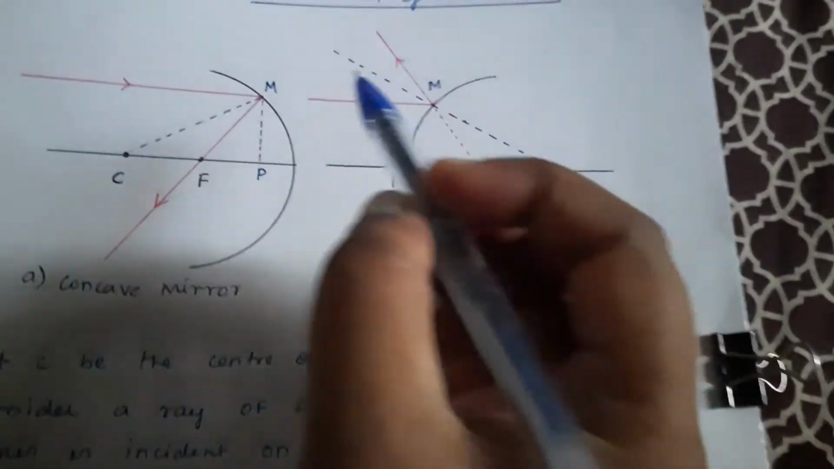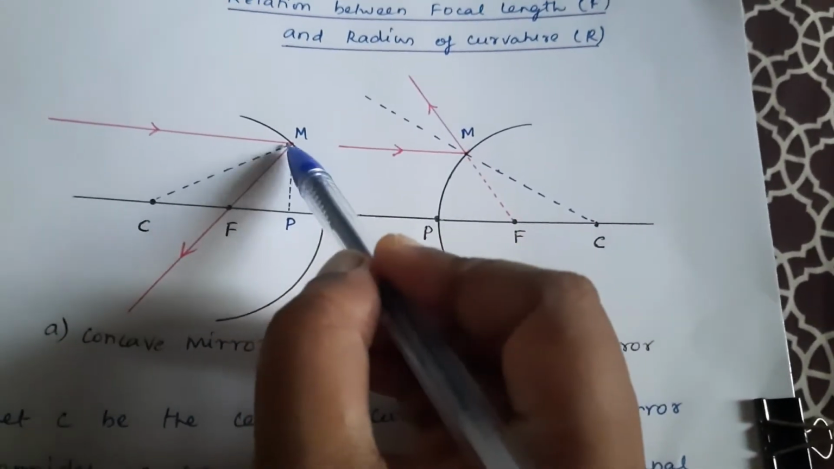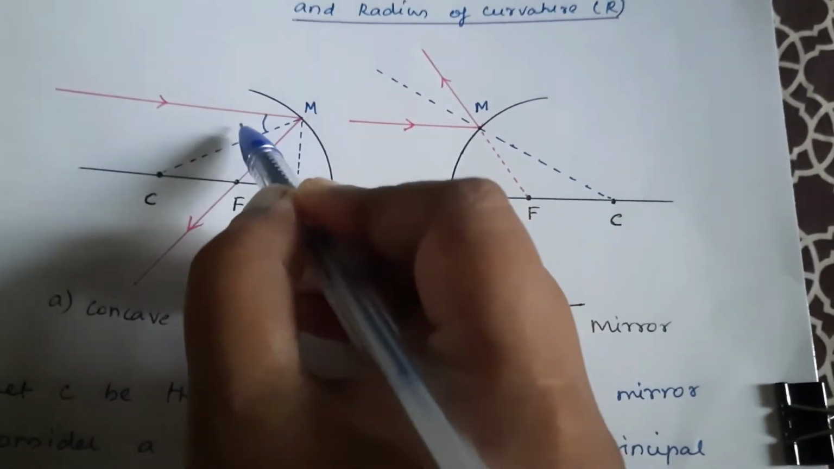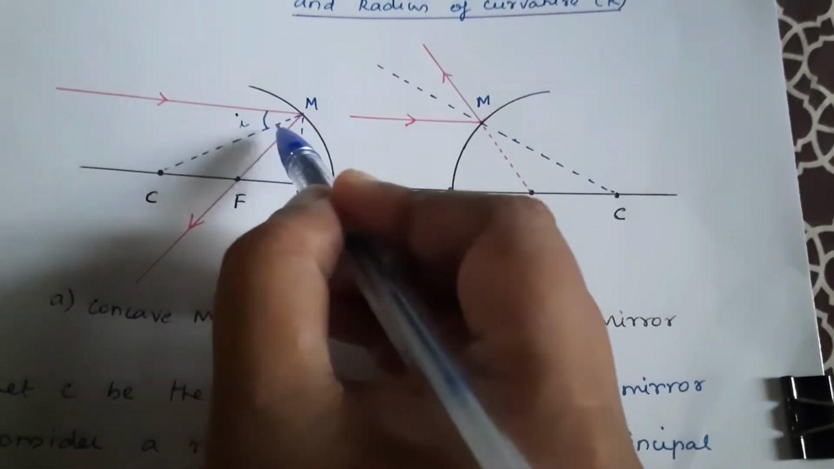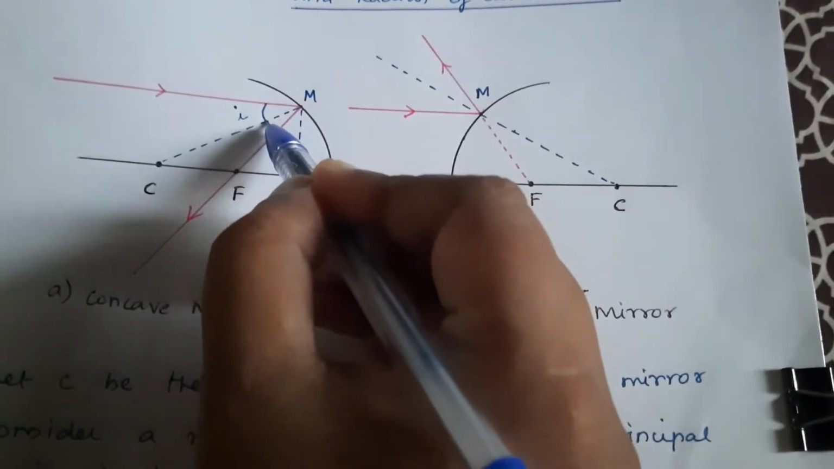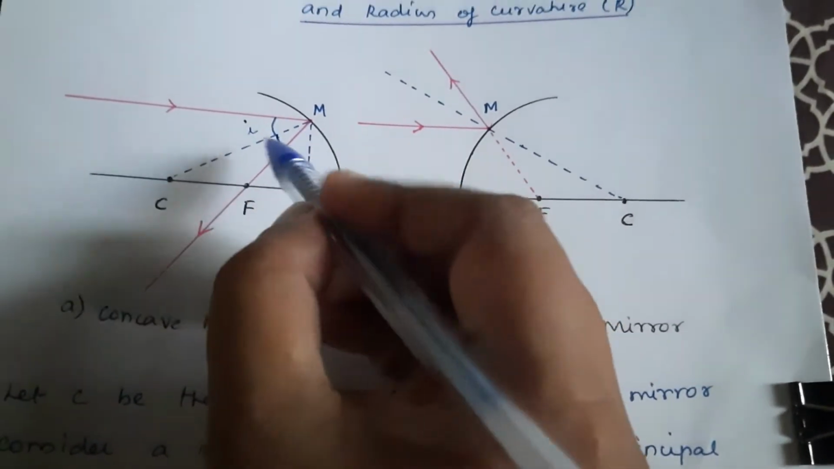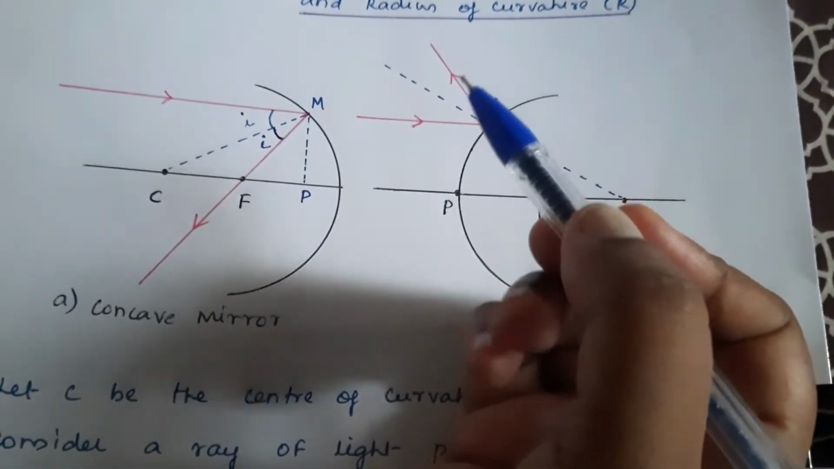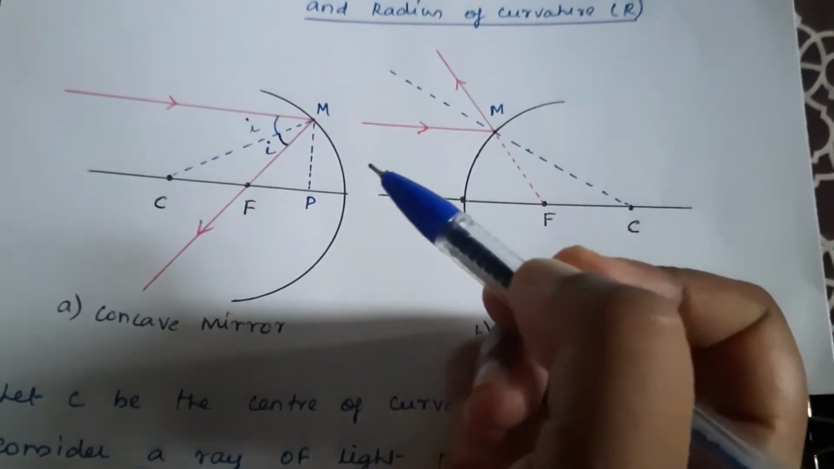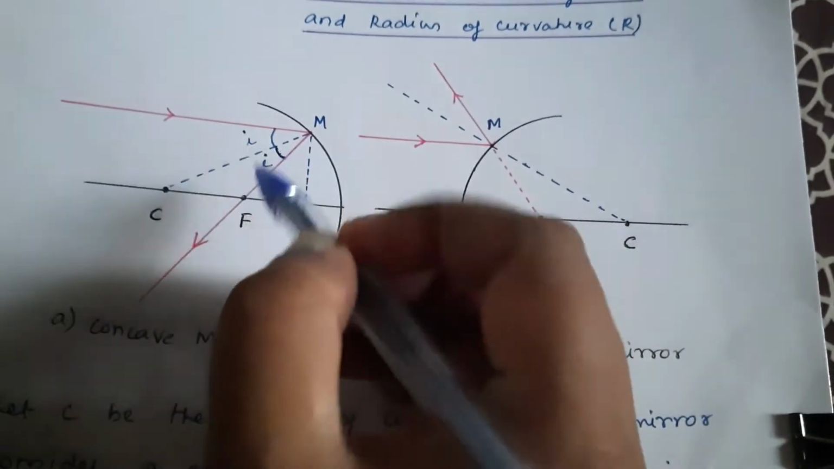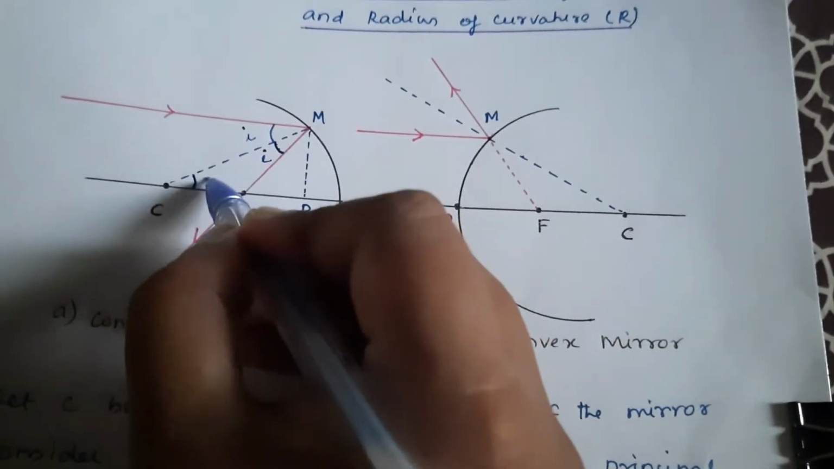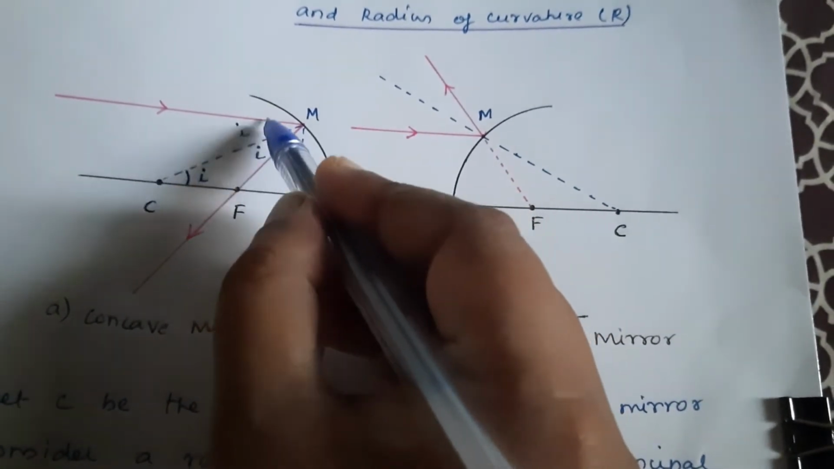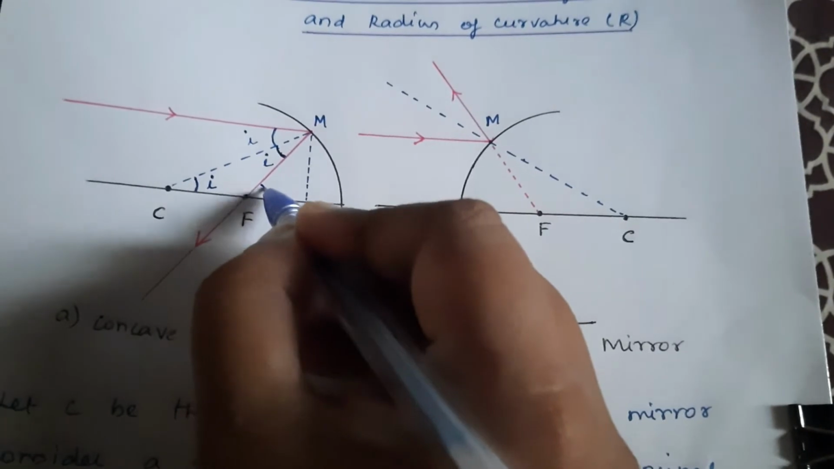Now, let I be the angle of incidence. This is the normal, this is the incident ray, so this is your angle I. Now, this is your angle R, the angle of reflection. The angle of reflection is equal to the angle of incidence, so it is also I. If this is I, this will be I. Now, I plus I is 2I.